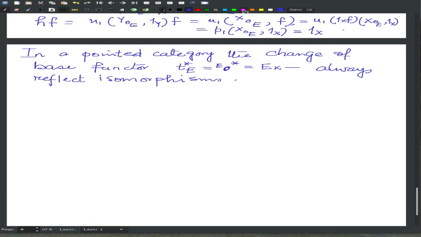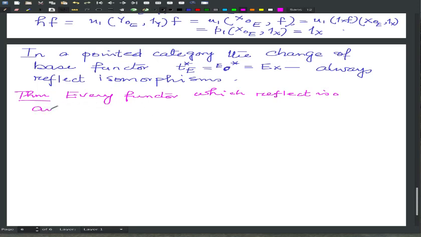Now here is the theorem. Every functor which reflects isomorphisms and preserves finite limits also reflects monomorphisms.